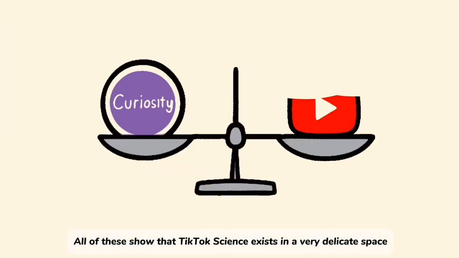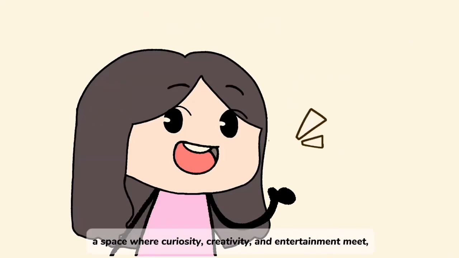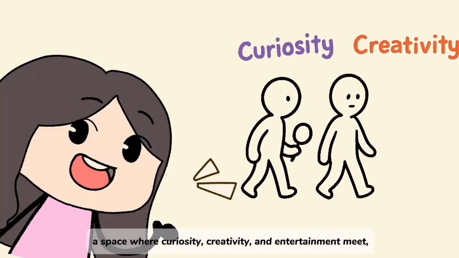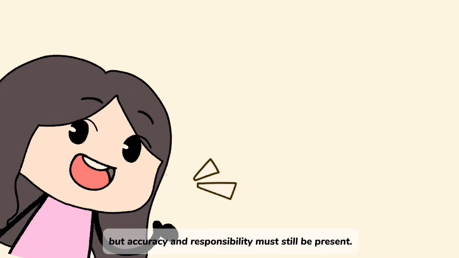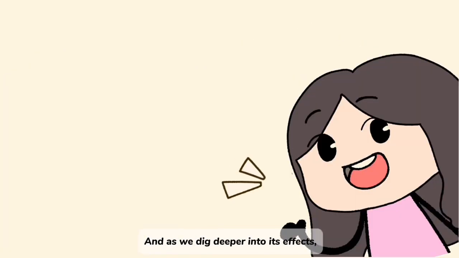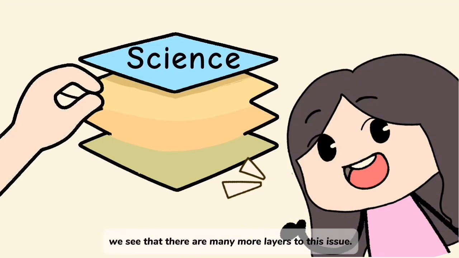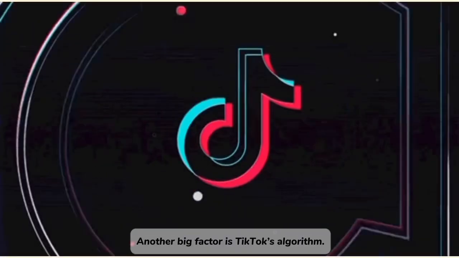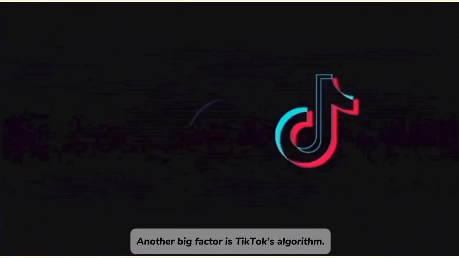All of this show na ang TikTok science ay nasa isang very delicate space. Isang space kung saan nagmi-meet ang curiosity, creativity, and entertainment. Pero dapat nandun pa rin yung accuracy and responsibility. And habang mas lumalalim tayo sa effects nito, mas nakikita natin na marami pang layers sa usaping ito. Isa pang malaking factor ay ang algorithm ng TikTok.